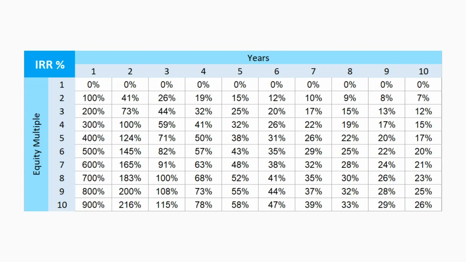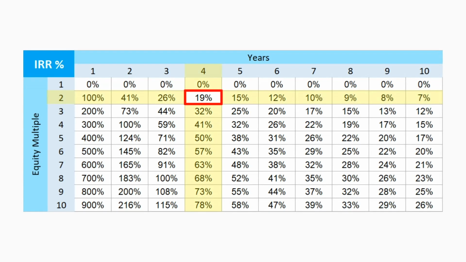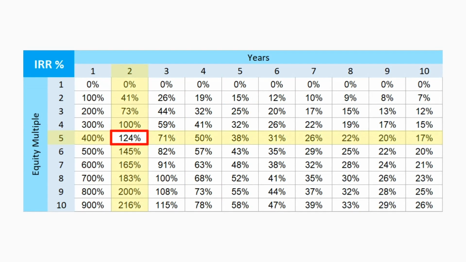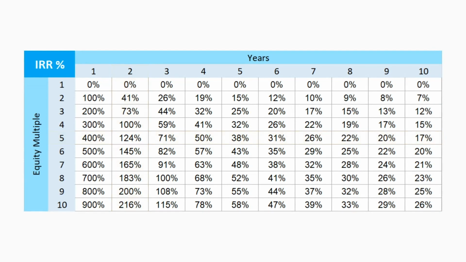Because there's actually a super handy IRR table. Across the top we have the years, and along the left we have the multiple. The IRR is in the grid. So for example, if we achieved a 2x multiple by the end of year 4, our IRR was 19%. Or if you really knocked it out of the park and you achieved a 5x multiple at the end of year 2, your IRR was a ridiculous 124%. If you memorize a few of these numbers, you can figure out your IRR from your multiple pretty quickly just by guesstimating. No Excel required.